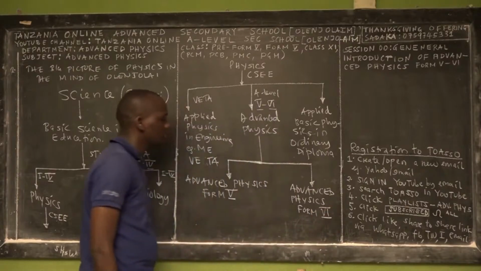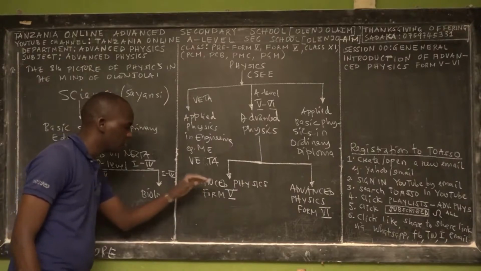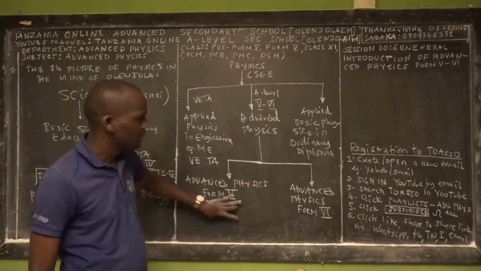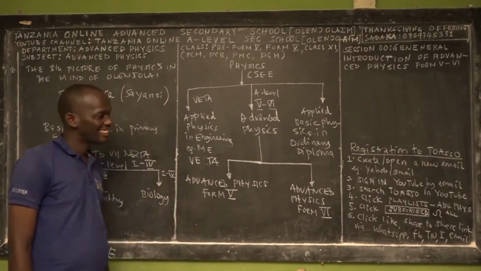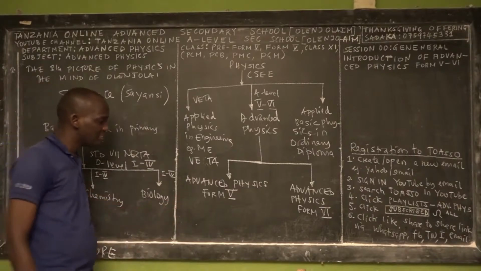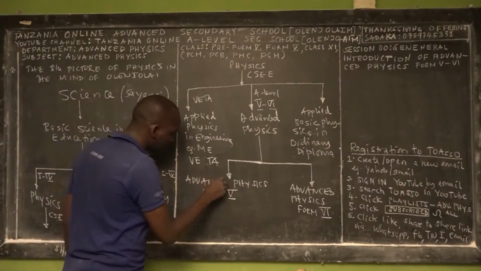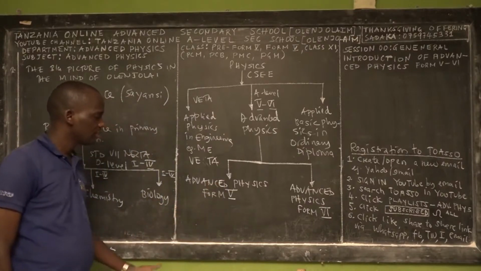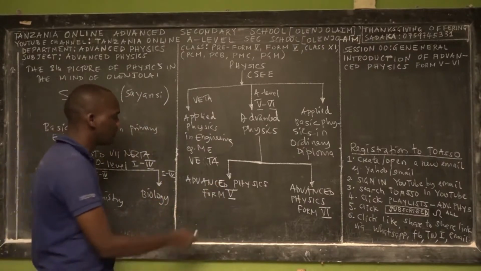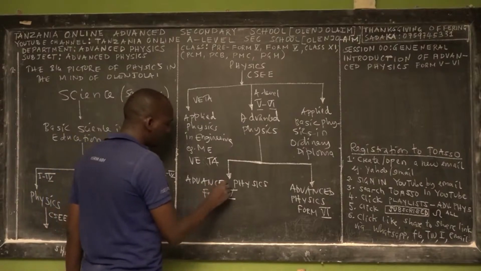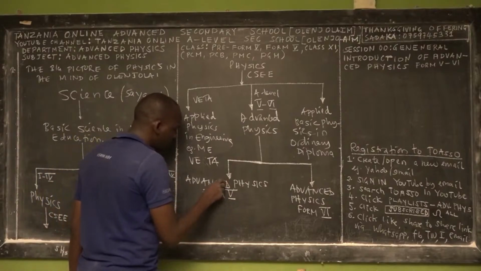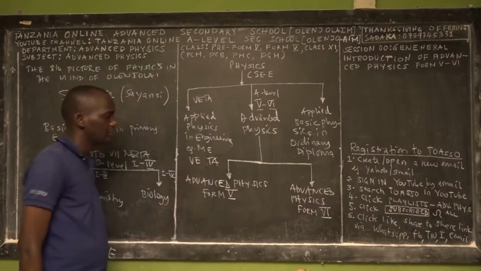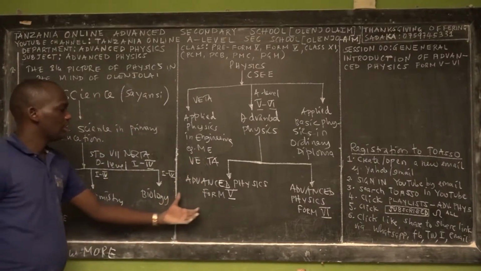Advanced Physics Form 6, this I will teach you later. So right now, here we are. This is the big picture that we have in our mind. You have Advanced Physics Form 5, or in other countries, we call it Advanced Physics for class level. So this is the point where we are.